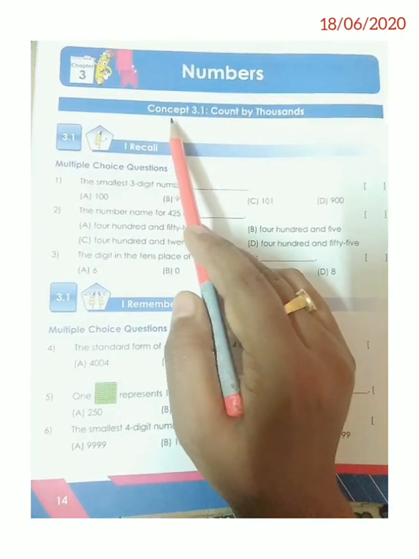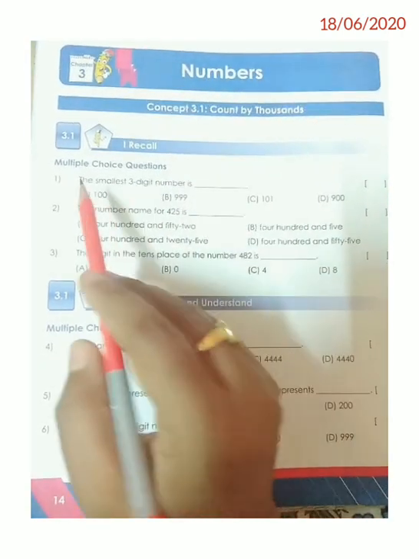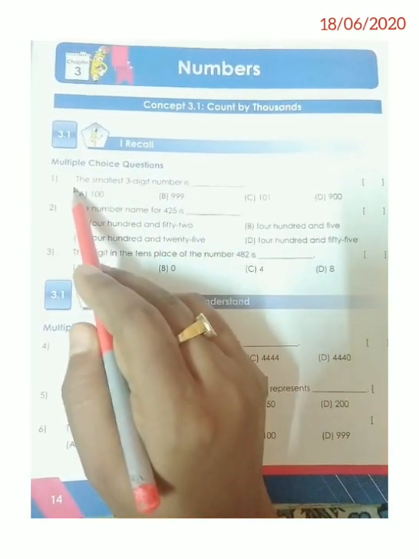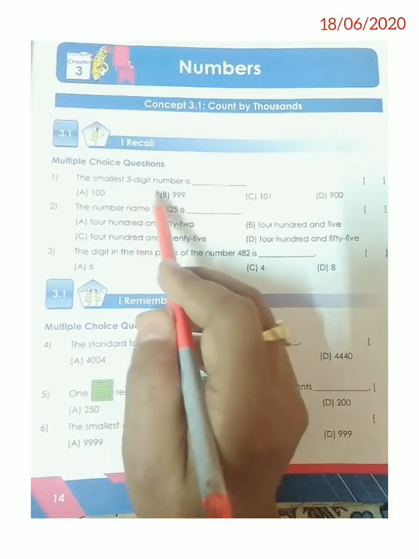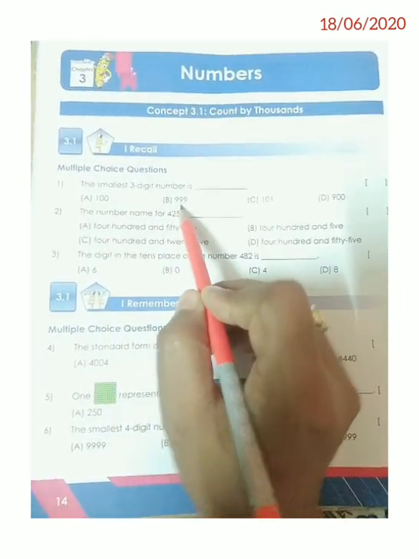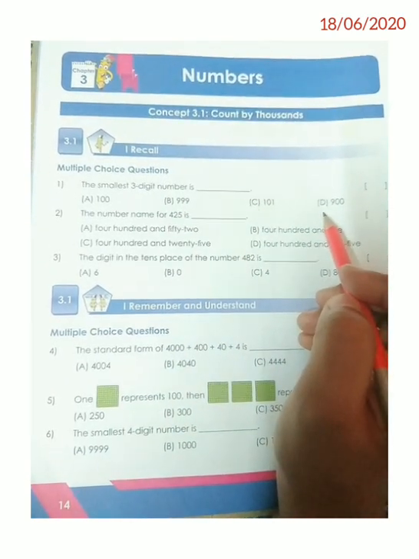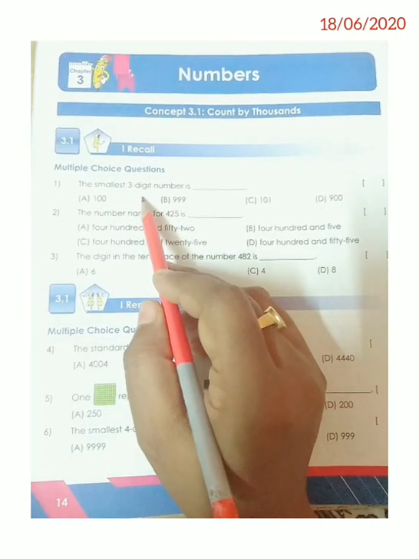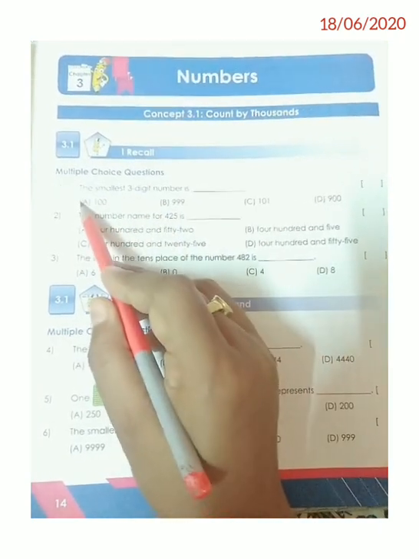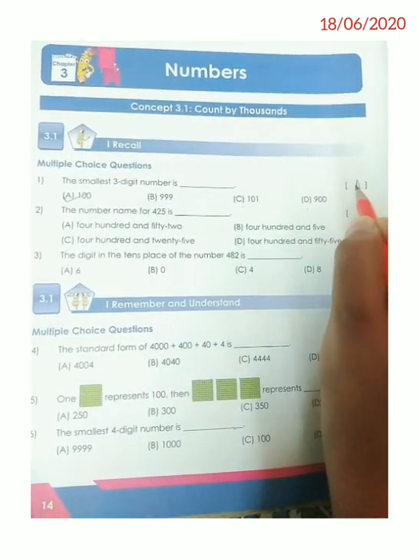Okay, so let's start. Concept 3.1, count by thousands. Alright, let us see the first type of question. Multiple choice questions. The first question is, the smallest three-digit number is. The options are 100, 999, 101 and 900. So dear children, the smallest three-digit number is 100. So the correct option is A, isn't it? So write down over here A.